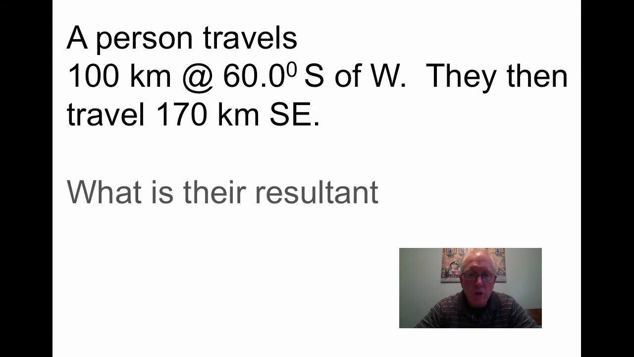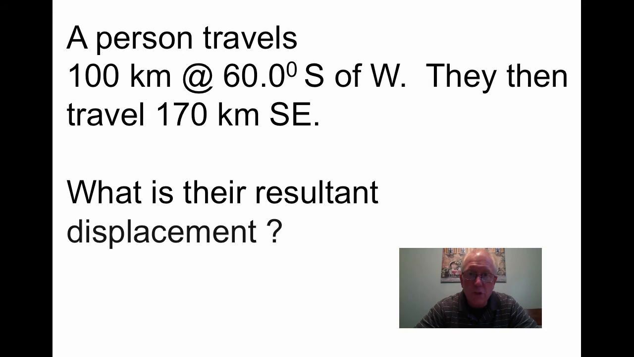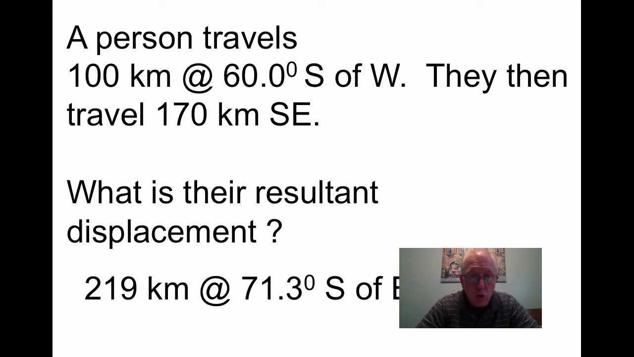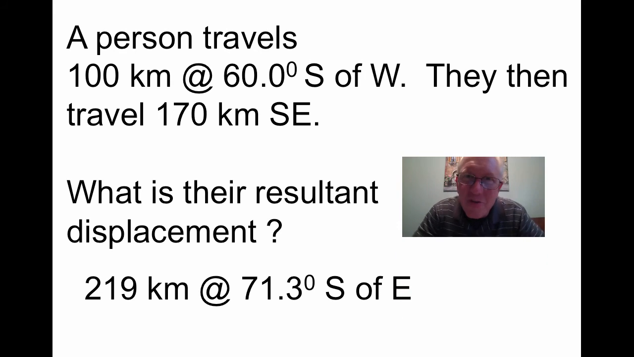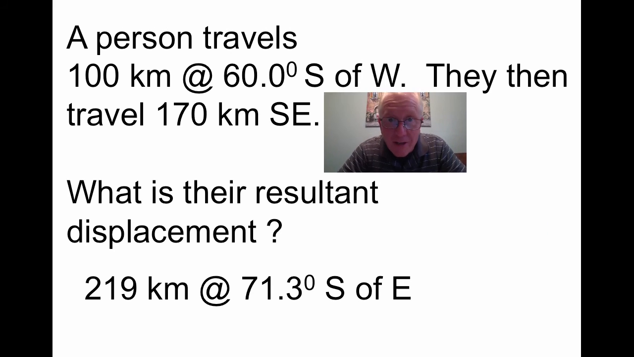So here's what I'm going to do in looking for the resultant displacement. I'm going to take each one of these and do a resolution of vectors. Let me show you what I'm talking about. The first vector is 100 kilometers at 60 degrees south of west. Actually, here I tell you what the resultant is. This is the answer that we're going to end up getting, and I'm going to show you how we get that answer: 219 kilometers at 71.3 degrees south of east. Now let me show you how I did it.